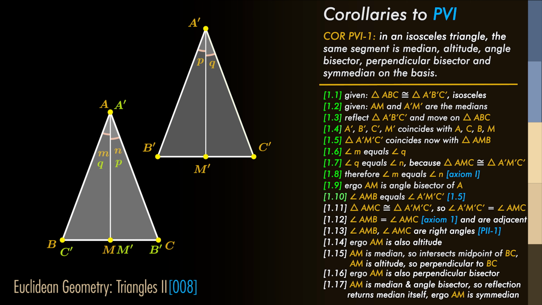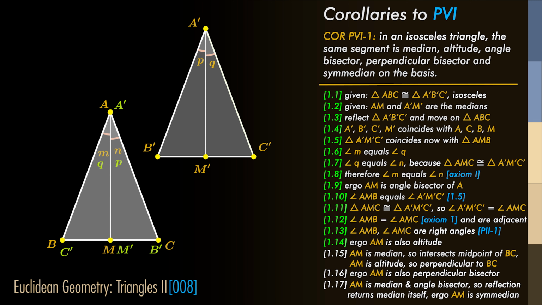Secondly, we see that angle AMB is now equal to angle A'M'C'. But we know that angle A'M'C' was equal to angle AMC because the two original triangles were congruent. So that means that angle AMB is equal to angle AMC, and because equal adjacent angles are only possible if they are right angles, we can conclude that AM is also an altitude in the triangle.